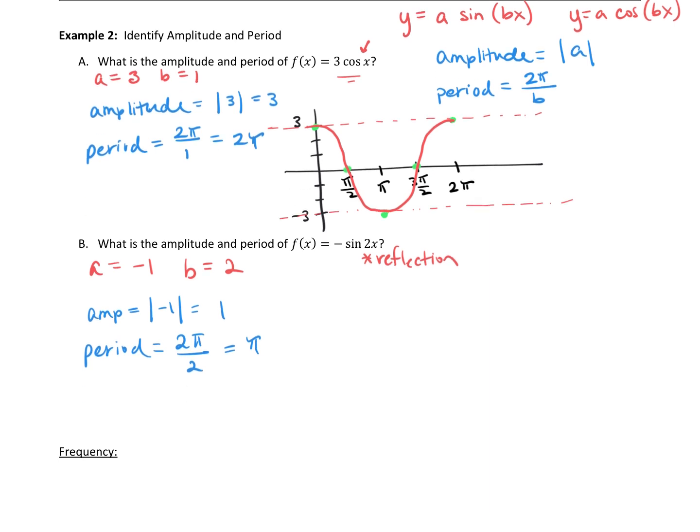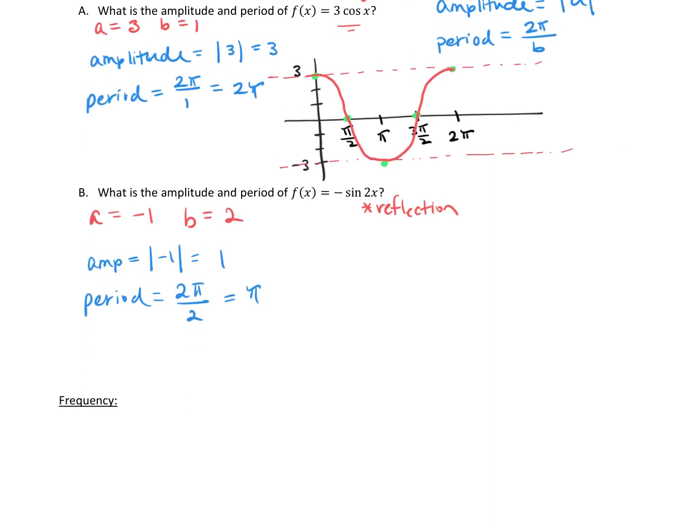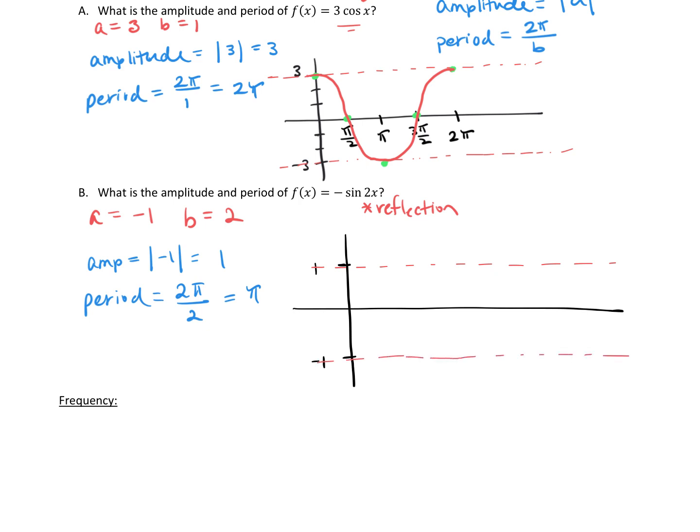So why don't we do a quick little sketch of this? Let's get our axes. Our amplitude is 1, so that means the highest will go to 1, the lowest will go to negative 1. You can draw in those horizontal guides. All right, next we're going to plot the period. Our period is pi, so maybe we'll put pi right here. I'm going to go ahead and throw in 2 pi as well.